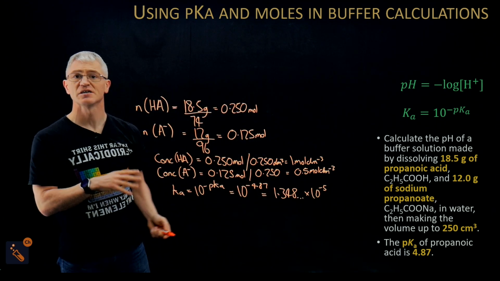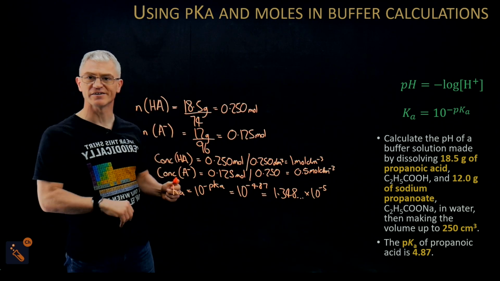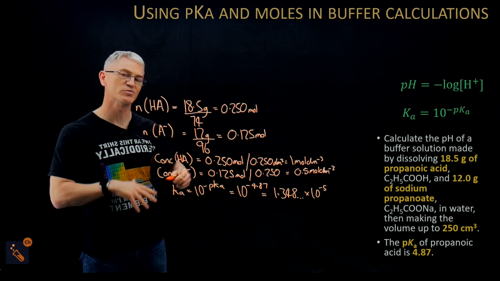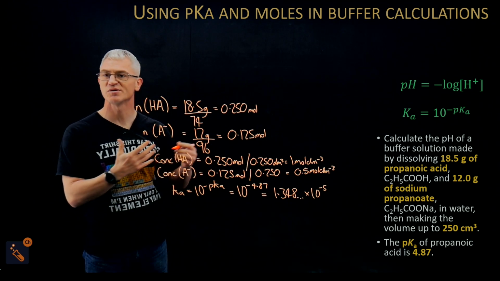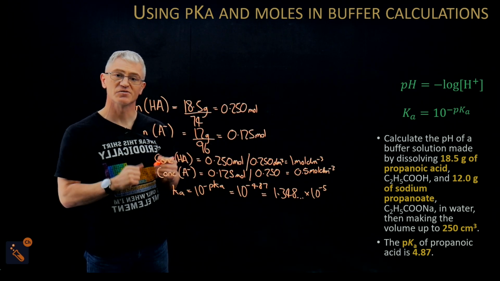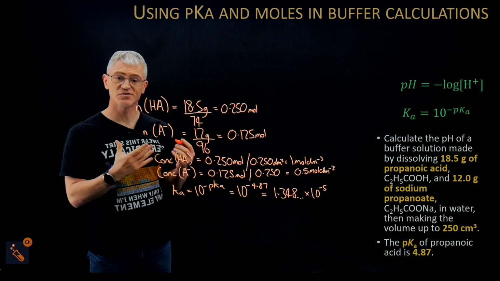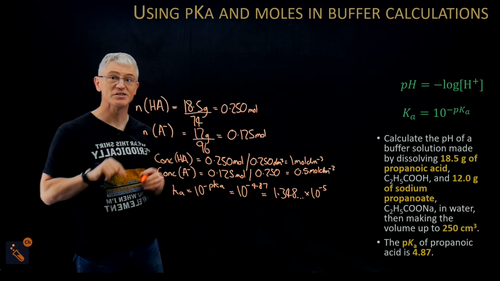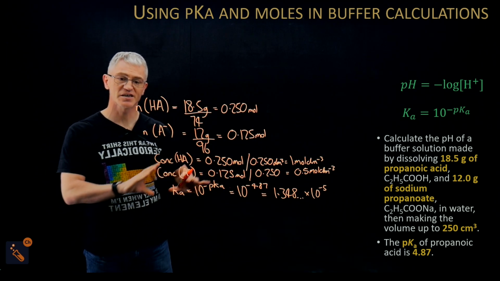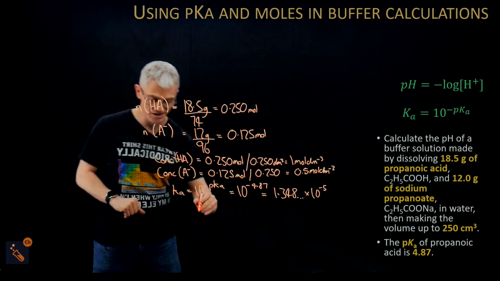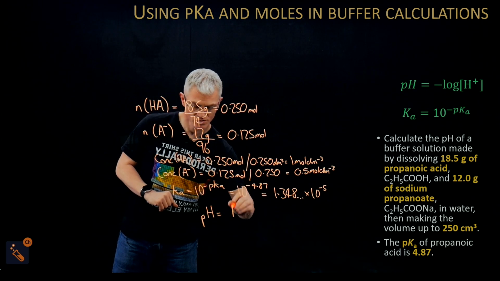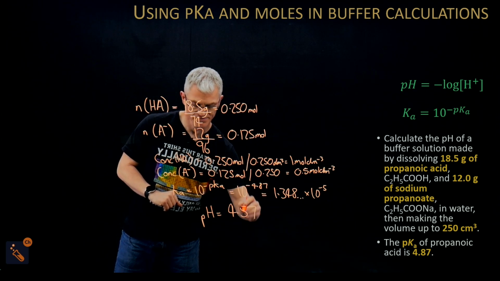So I've got my Ka value and all my concentrations. I'm not going to write this all out again. You put it into the Ka equation. Remember, the H plus is going to be equal to Ka times HA divided by A minus. So that means you get your H plus, and then put it into pH equals minus log, as you've done in all the other ones. And if you do that, you will end up with a pH of 4.57.